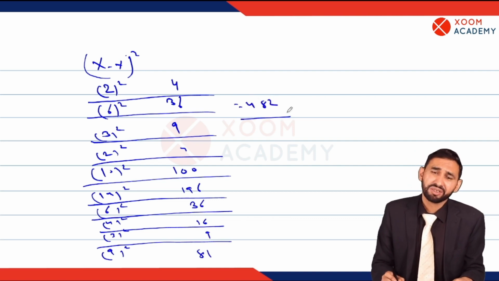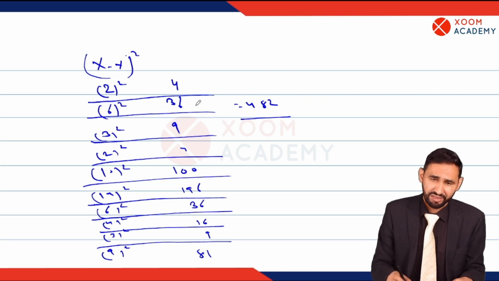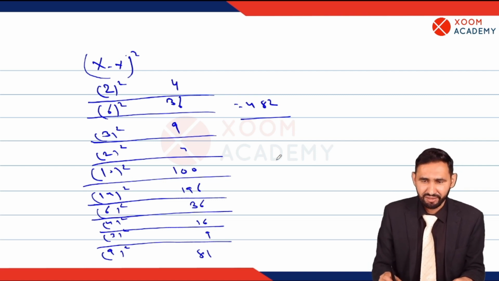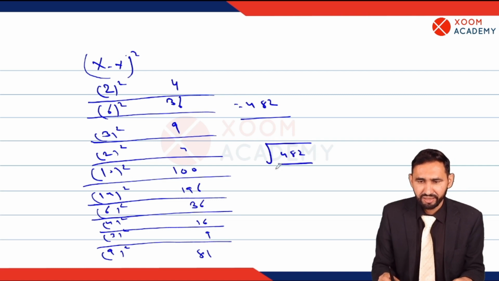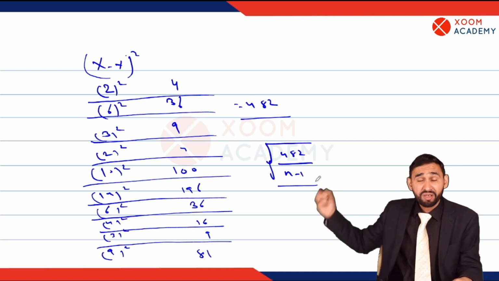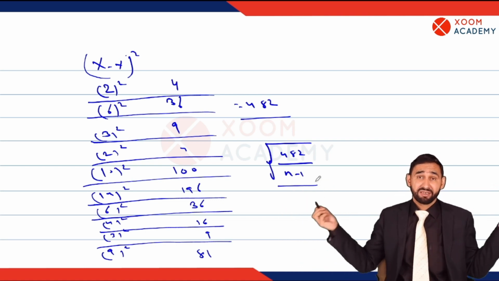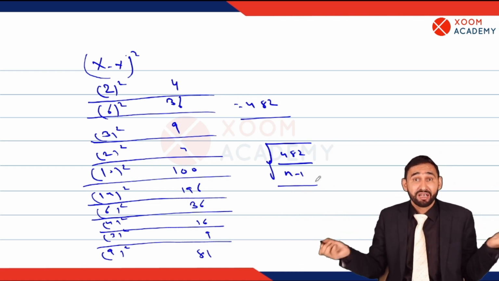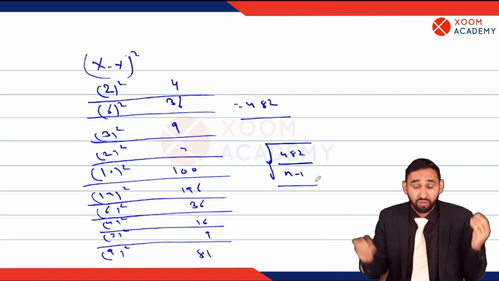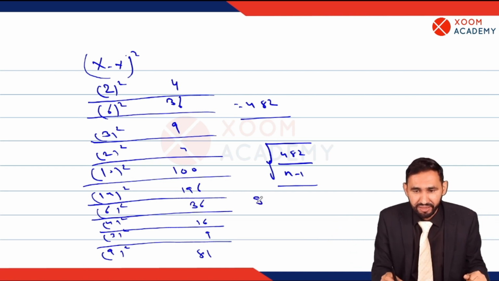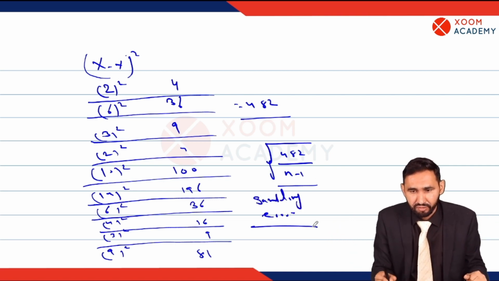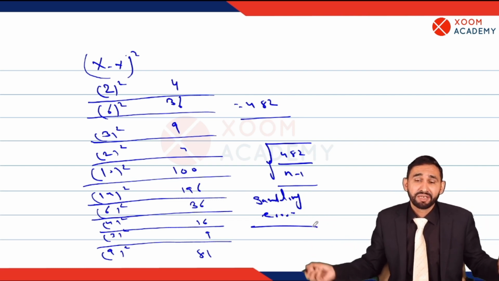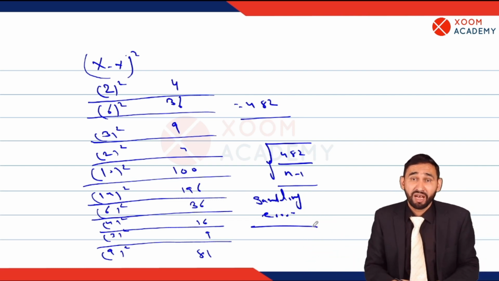So what is standard deviation? It is the square root of the summation of x minus x bar squared. So we take 482 divided by the total number of observations, n minus 1. Now the question arises, why n minus 1? To avoid sampling error. Remember, this can be an MCQ. To avoid sampling error, we do n minus 1. We subtract 1 from the total number of observations. Why?